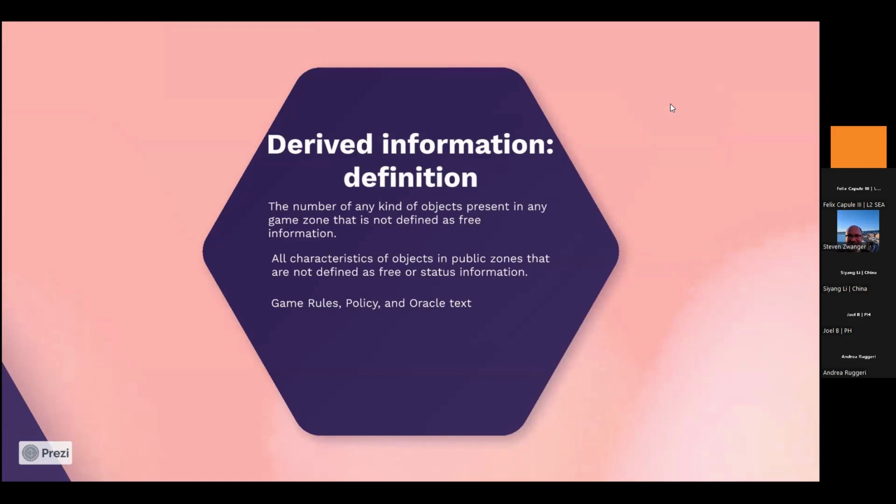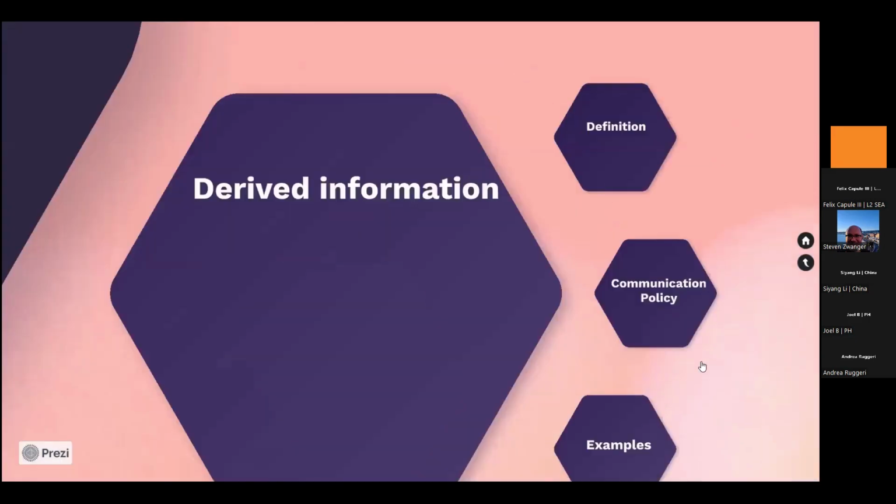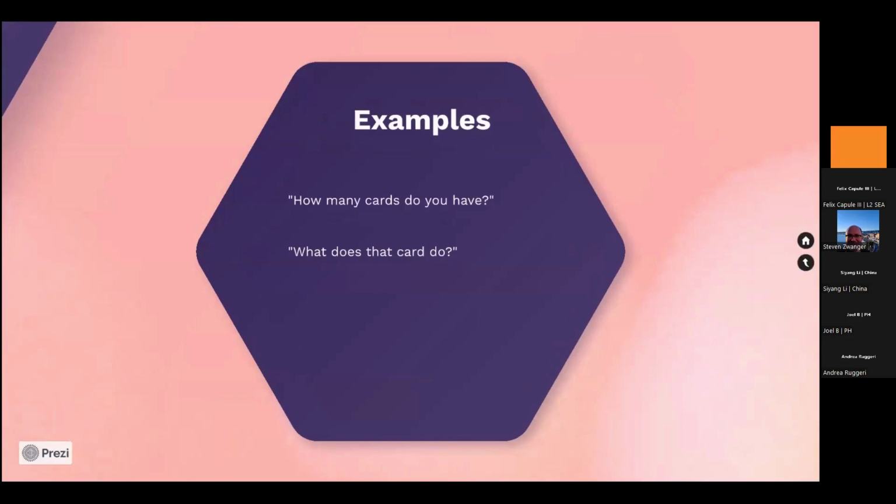So as you can see, we're beginning to move a little further away from the most basic types of information into stuff that's a little more general and a little less specific. Before I get to some examples of statements or questions about derived information. How many cards do you have is the number of objects in the game zone. What does that card do is essentially asking for oracle text.